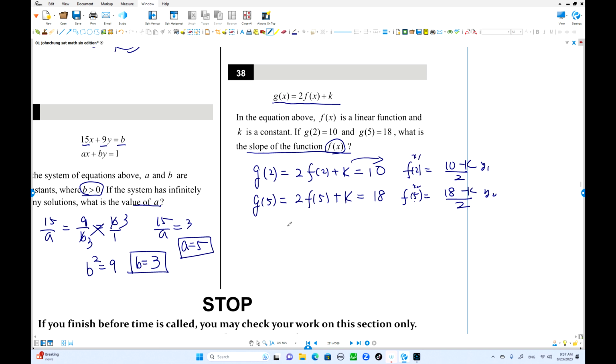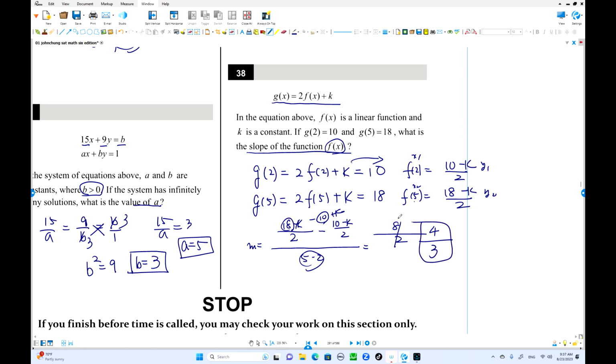y2 minus y1, okay? That is 18 minus k, minus 10 minus k over 2, all over 5 minus 2. That is the slope of f of x. The numerator, what is it? 18 minus k, minus 10 plus k, the k is out. 18 minus 10 is what? 8, isn't it? Divided by 2 is 4, over the denominator 3, right? Yeah, that is the slope.